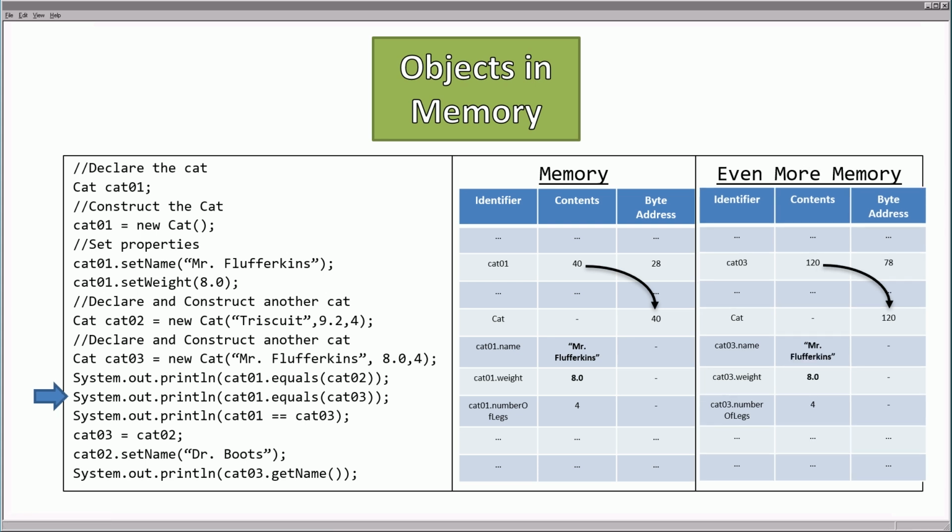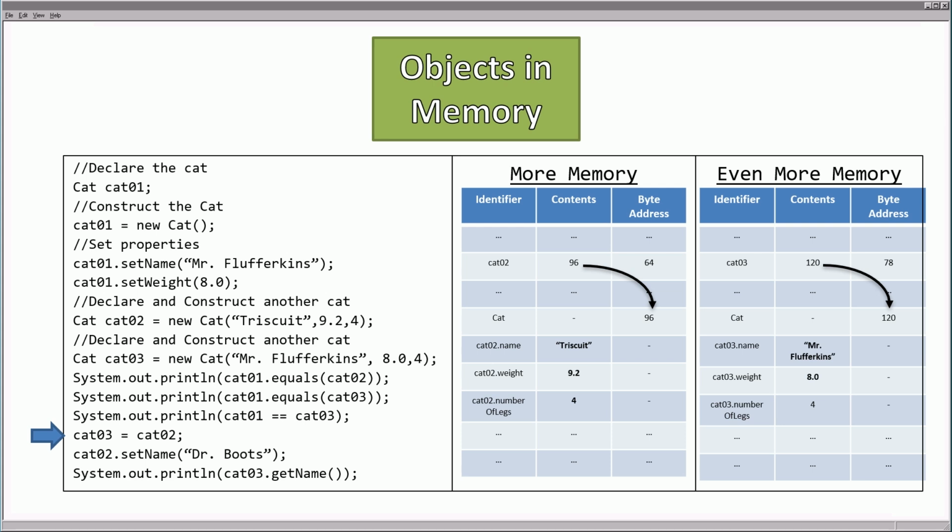Now if we compare cat1 and cat3, now notice, this is at 40, this is at 20, but the name is the same, the weight is the same, and the number of legs is the same, which is why this returns true. Now if we get to here, we're comparing cat01 and cat03, not the contents, but the memory addresses. 40 is not equal to 120, and this is why it returns false.